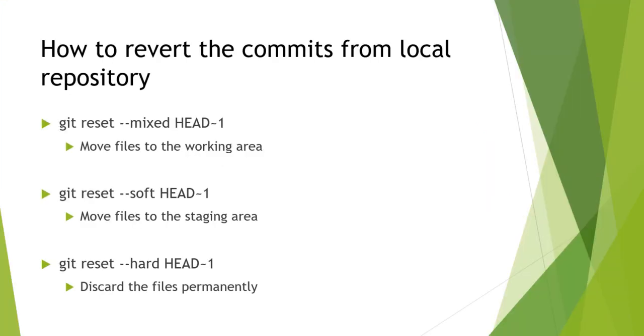For example, if I want to move my files to the working area, then I need to use mixed mode. Basically there are 3 modes of reset: one is mixed, another one is soft, and the third one is hard. When we use mixed mode, it will revert the changes and move the files to the working area. If I do a soft reset, then it will revert the commit and the files will be moved to my staging area. And if I use hard reset, then my files will be permanently discarded. We'll see those 3 options in action.